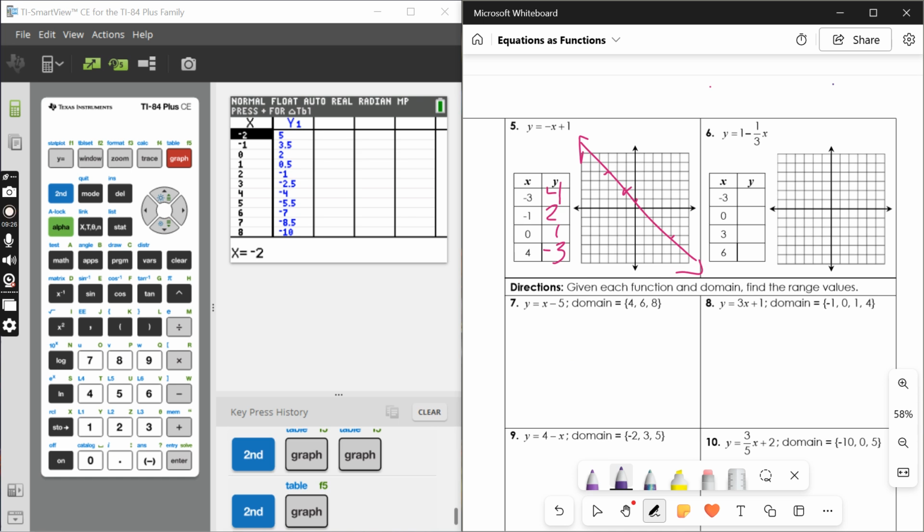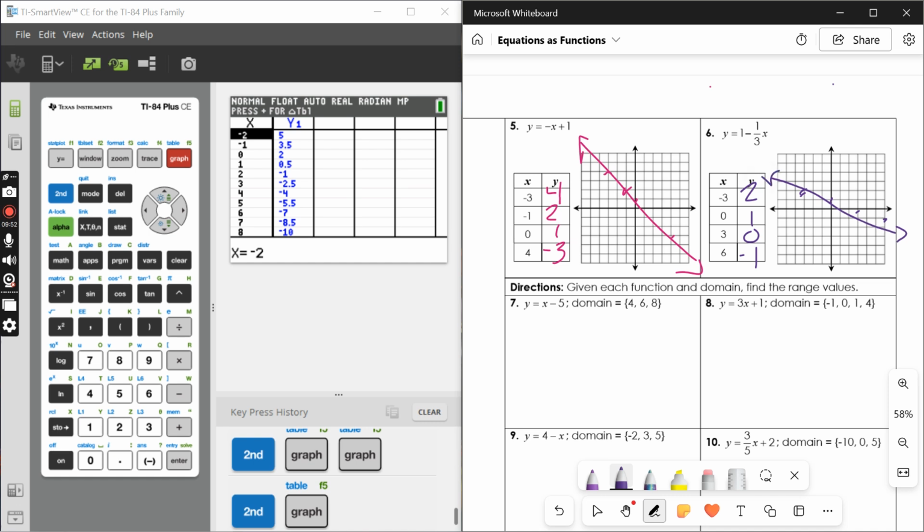When you do number 6, you should get 2, 1, 0, -1. So that's right there. 0, 1, 3, 0, and 6, -1. Ugh, that was not a straight line, guys.